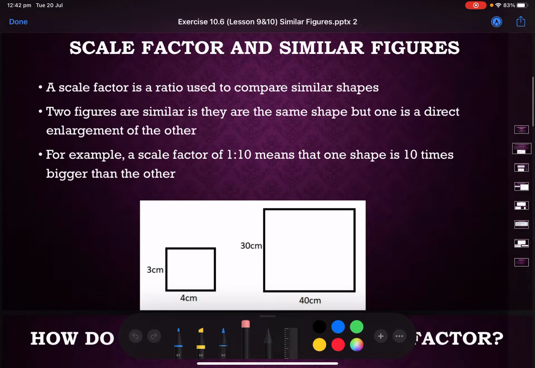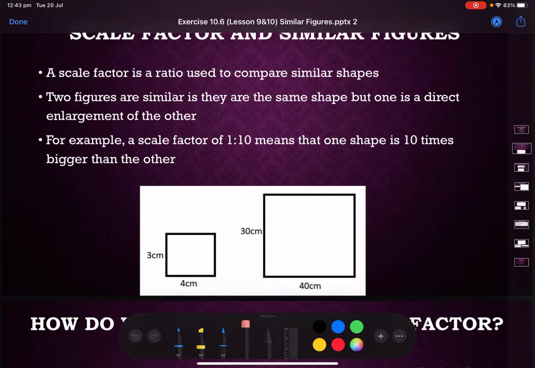We say that two figures are similar if they are the same shape, but one is a direct enlargement of the other. So they're both the same shape, but one's just larger in scale than the other. For example, a scale factor of 1 to 10 means that one shape is 10 times bigger than the first shape. If we look here, we've got 3 centimeters by 4 centimeters, and we've got 30 centimeters by 40 centimeters. So that has increased by a scale factor of 10.